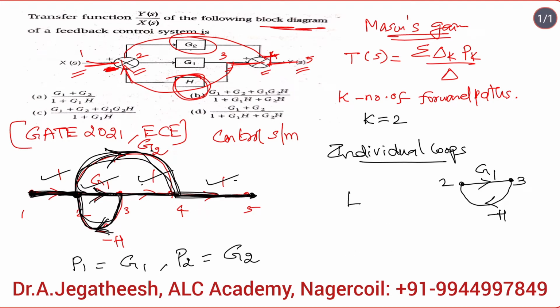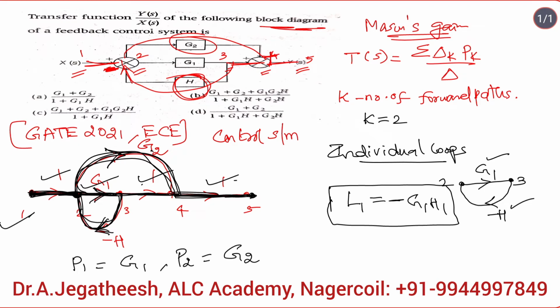Individual loops are given a notation L. First individual loop L1 is equal to, just multiply all the gains, G1 times minus H. If you multiply you will get minus G1H. This is the one and only individual loop in this signal flow graph. You don't have any other individual loop which starts from a node and terminates at the same node.